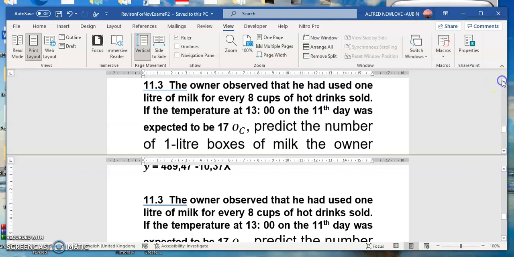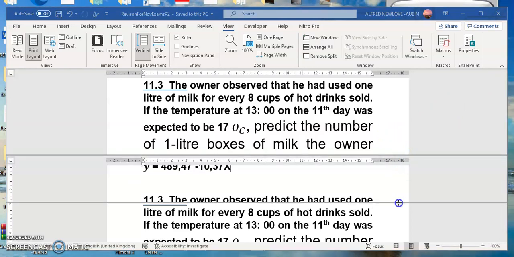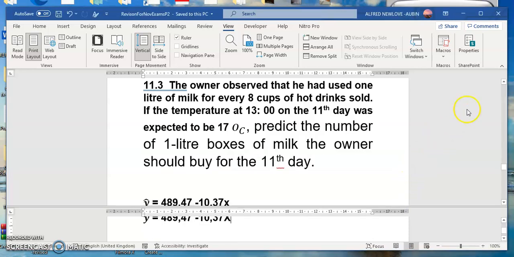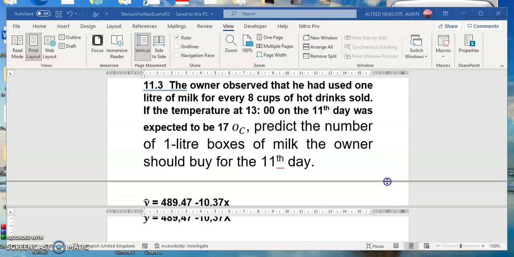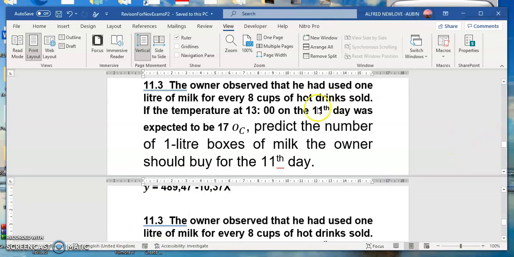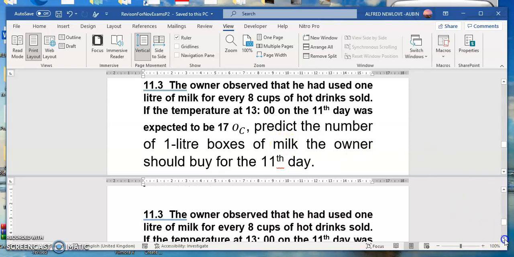Now I have this, the owner of... okay, let's move up a bit to this side. Okay, now the owner observed that he had used 1 liter of milk for every 8 cups of hot drink sold. If the temperature at 1300 on the 11th day was expected to be 17 degrees Celsius, predict the number of 1 liter boxes of milk the owner should buy for 11 days. Okay, let's see how we are going to do that.